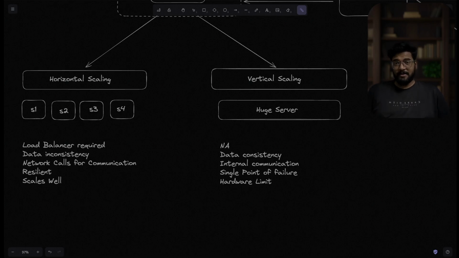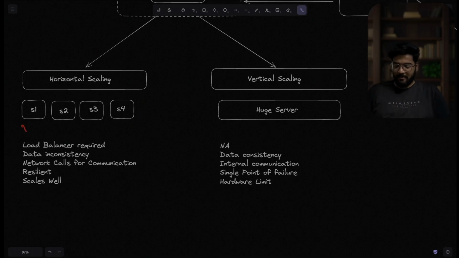And how many chefs can we have? In theory we can have infinite chefs. The same we can do with our web servers. So we can have infinite servers and we can scale all our servers independently. So this is known as horizontal scaling.